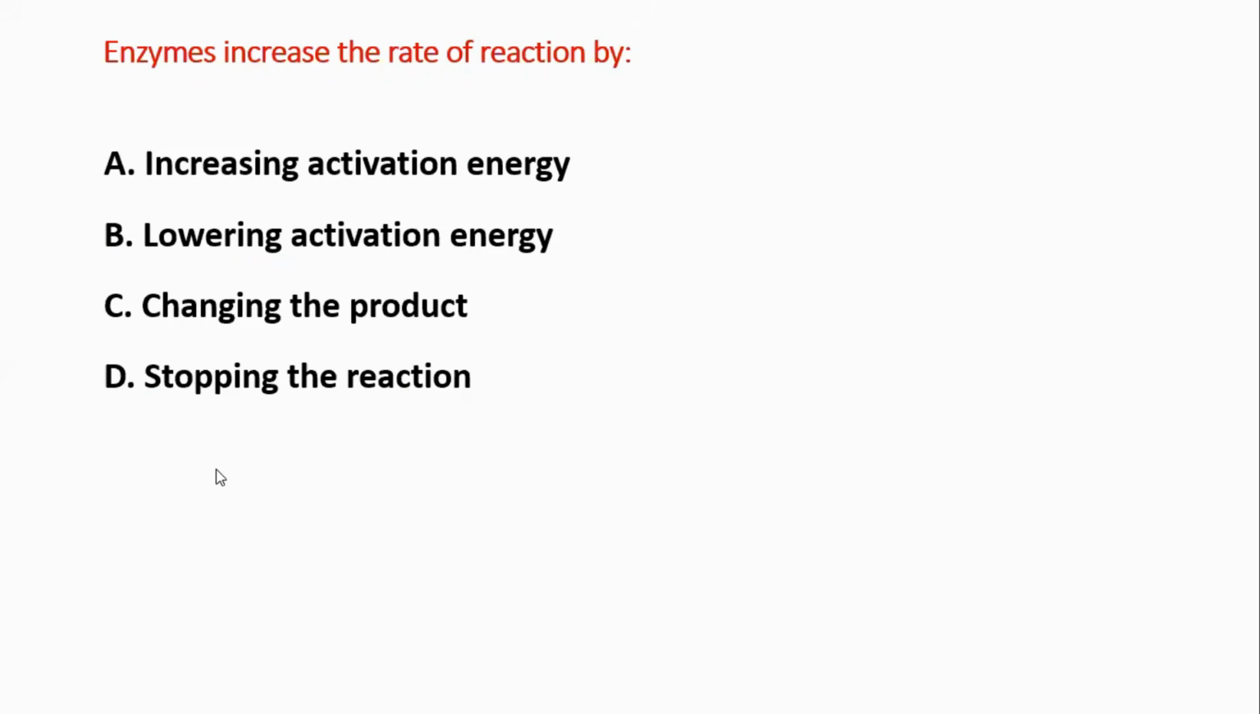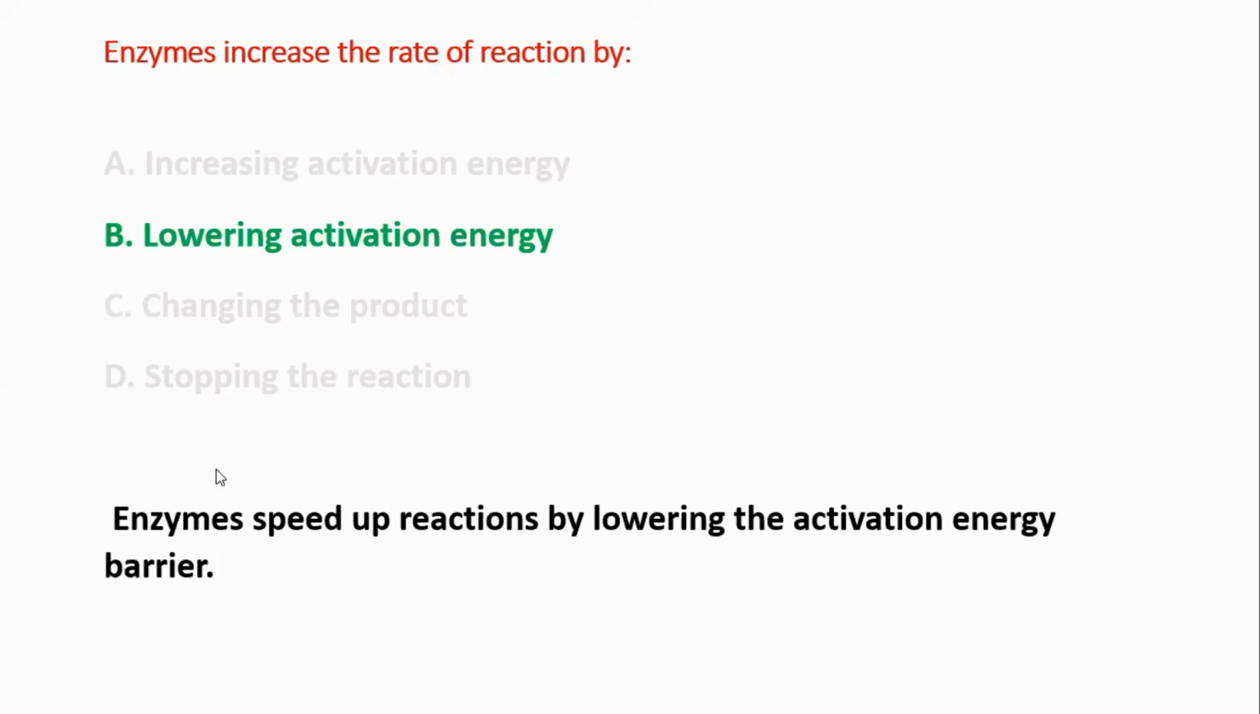So let's take another question. Enzymes increase the rate of reaction by. Enzymes make reactions happen faster, but how exactly do they do it? Do they add energy, remove energy, or change the reaction pathway? Think conceptually. The options are increasing activation energy, lowering activation energy, changing the product, or stopping the reaction. What could be the right answer? The right answer is lowering the activation energy.